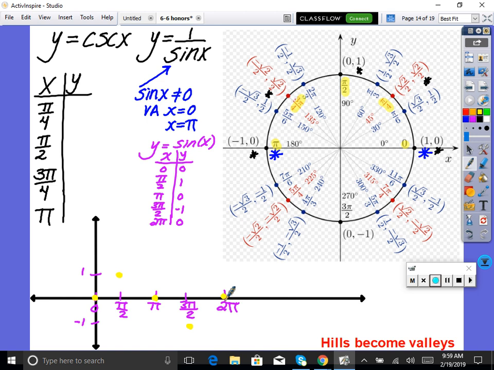Now, I'm not going to actually graph sine. I'm going to do this dotted. Sine is not actually what we're graphing. This is just going to help us graph. So I actually don't have this yellow sine function.